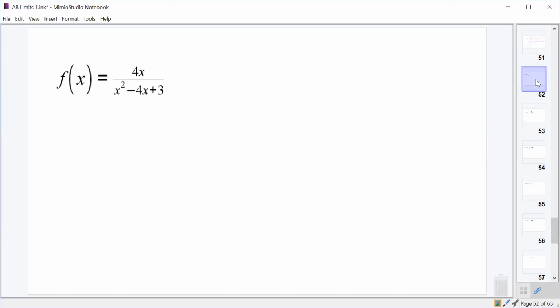Last one of these that we will do. First thing we have to do is figure out where the vertical asymptotes are. So how do I do that? I need to factor that denominator. What does that factor to? X, what? X minus 3 times x minus 1. Wonderful. Which gives us vertical asymptotes of x equals 3 and x equals 1.